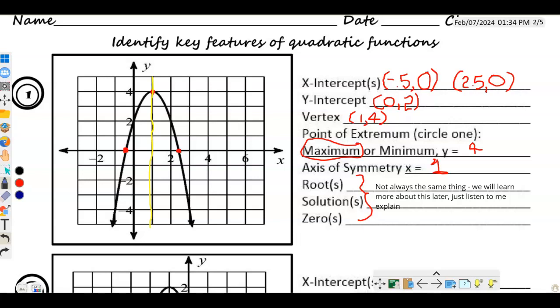Hello, Algebra 1 students. The purpose of this video is to give you detailed instructions on how to complete the activity for today. So we are continuing with our observations and taking note of the key features of quadratic functions before we start working with them. We began by graphing them and then looking at them and identifying parts.